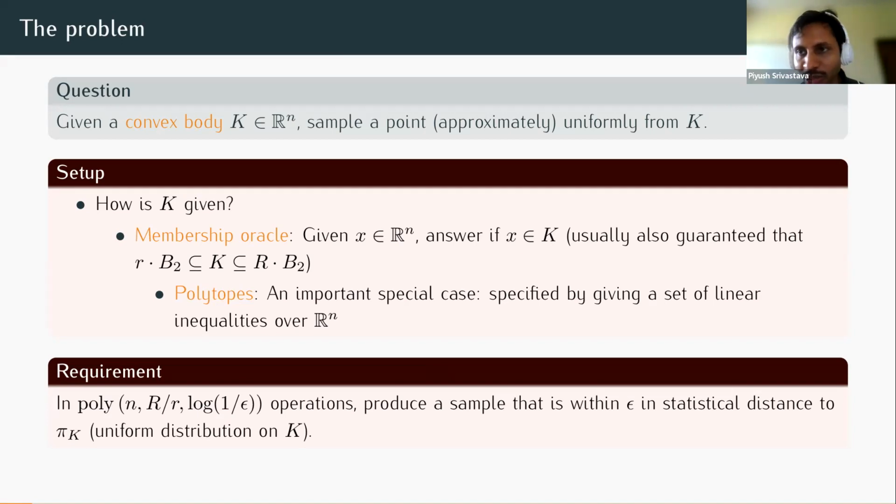This log is important. Log of 1 over epsilon is the usual mixing time kind of requirement for Markov chains. You want to get to within epsilon in statistical distance, and the runtime should scale as polynomial in the log of 1 over epsilon. So any questions about the setup?